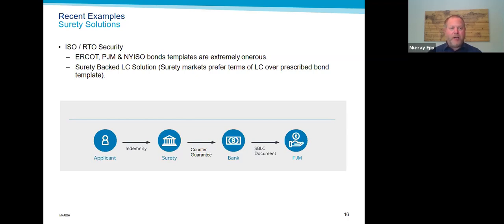What's interesting though is we have been able to create surety-backed letter of credit solutions for our clients for PJM as well as ERCOT and New York ISO. So there still is a solution there. It costs a little more, but I think there's some benefits that are realized by different clients. I just want to caution you though that in this instance where the surety companies preferred to actually have a letter of credit issued over a bond, that's very unusual. We don't see bond templates that are that onerous. Normally the preferred means and the less expensive means obviously is a surety instrument.